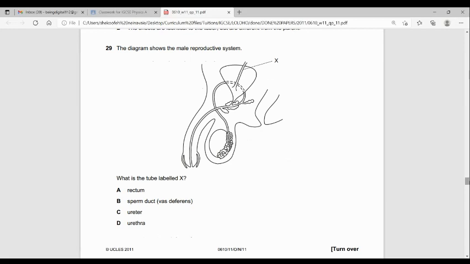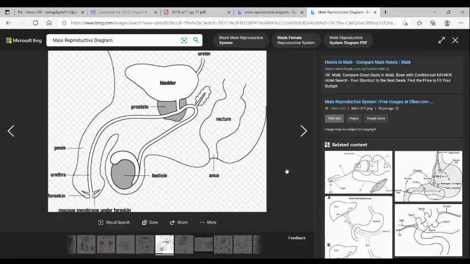29. The diagram shows the male reproductive system. What is the tube labeled X? I need to get back into the diagram one more time to explain it to you. This diagram may be a bit different from that one, but not by much. So this urethra is the tube coming from your kidneys. It connects to your kidneys, and after that it brings the urine towards the bladder and stores it there. Once it wants to excrete the urine, the bladder sends it down this tube, which is called the urethra, and it goes out.